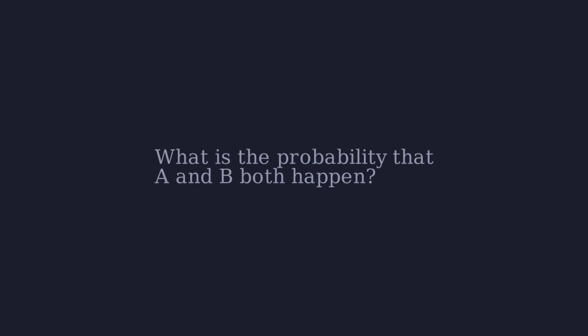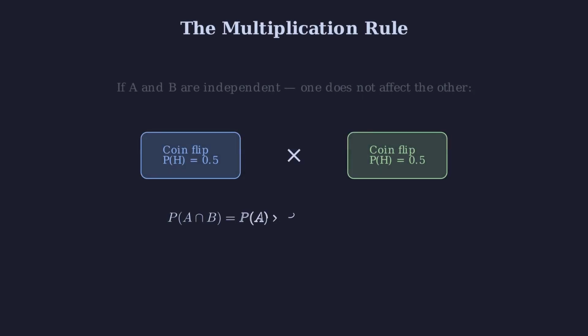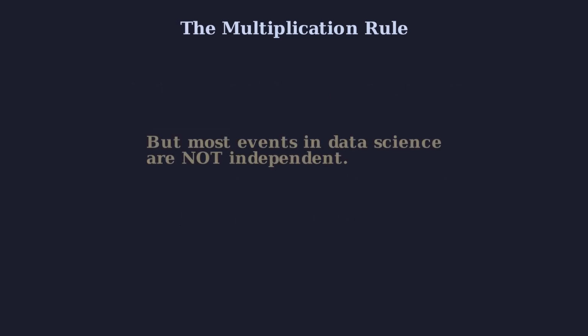Now, what is the probability that A and B both happen? If A and B are independent, meaning one does not affect the other, then P of A and B equals P of A times P of B. If you flip a coin twice, the probability of getting heads both times is 0.5 times 0.5. That is 0.25, 25%.